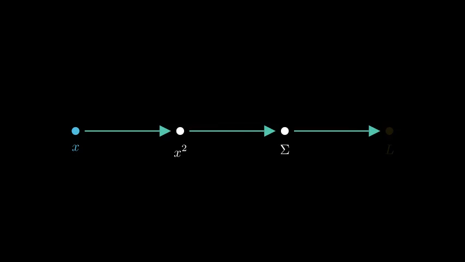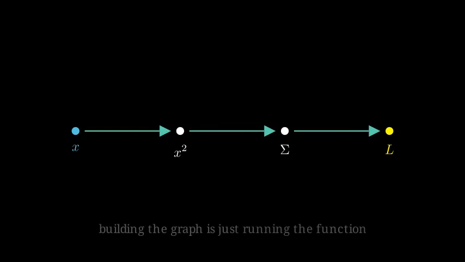For f of x equal to the sum of x squared, the graph is a short chain. The input x flows into a squaring node, which flows into a sum node, which produces the scalar loss. Building the graph is nothing more than running the function. The structure records itself as the computation happens.